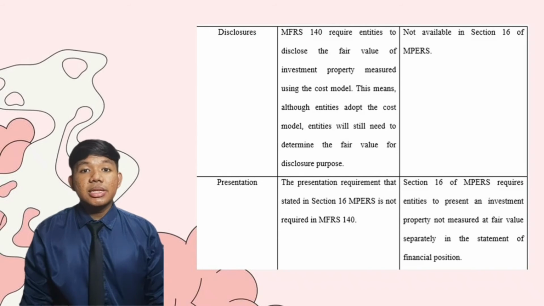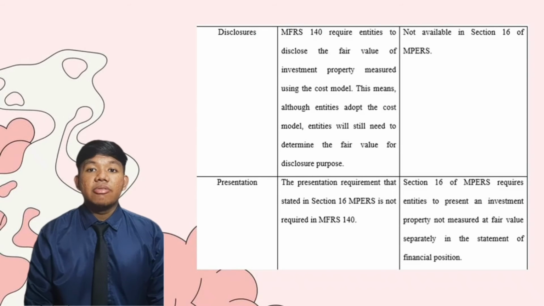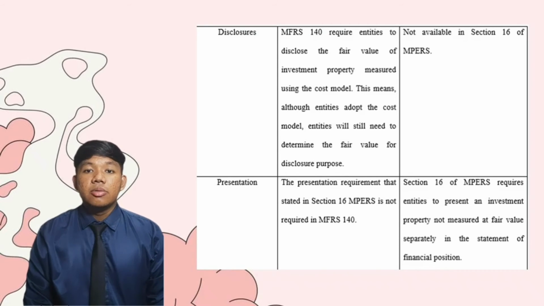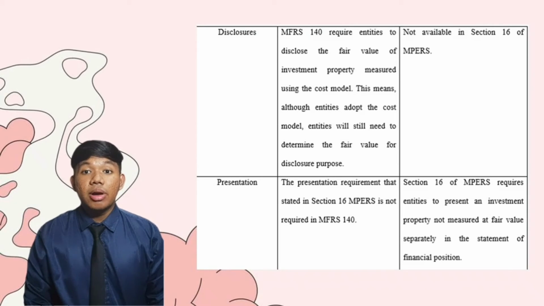Lastly is the presentation of investment property. According to Section 16 of MPERS, an entity is required to present an investment property not measured at fair value separately in the statement of financial position. While for MFRS, the presentation requirement stated in Section 16 of MPERS is not required in MFRS 140.